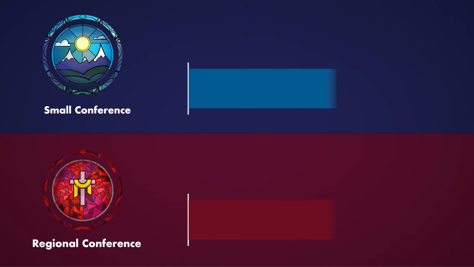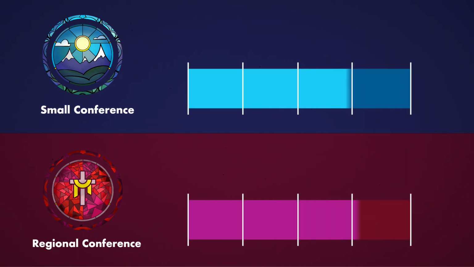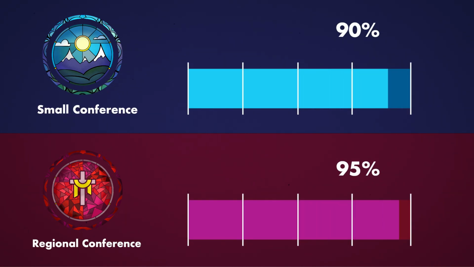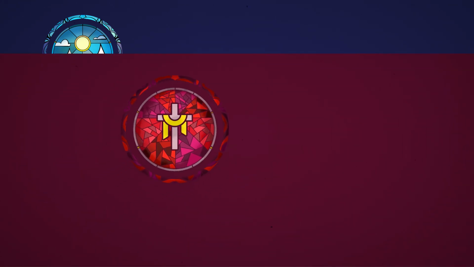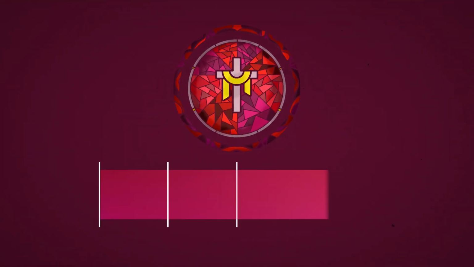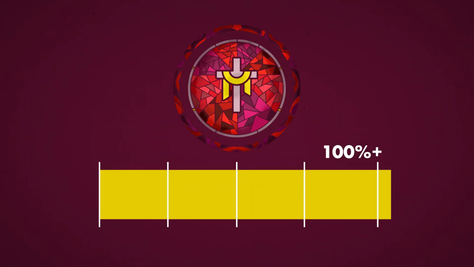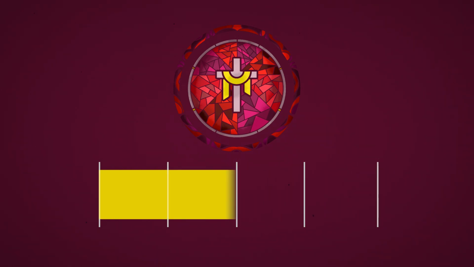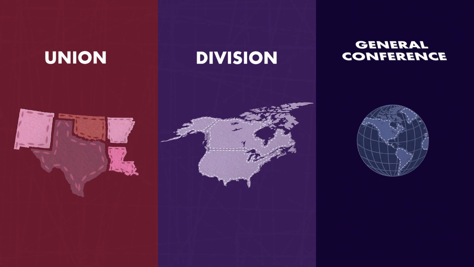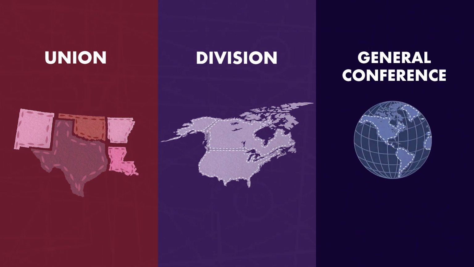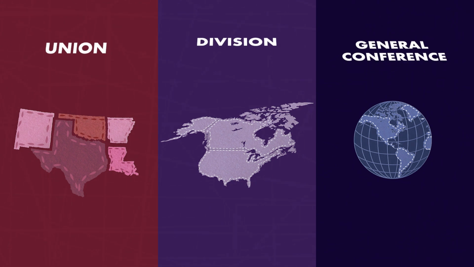Smaller and less financially able conferences typically retain or receive back between 90 and 95% of their tithe. In a couple of more extreme cases, there are conferences who actually receive more funding back than they sent out, or more than 100%. So how is the 17% of tithe retained by the unions, the NAD, and the General Conference spent? Explaining it would take a while, but here are just a few of the ways it's spent.